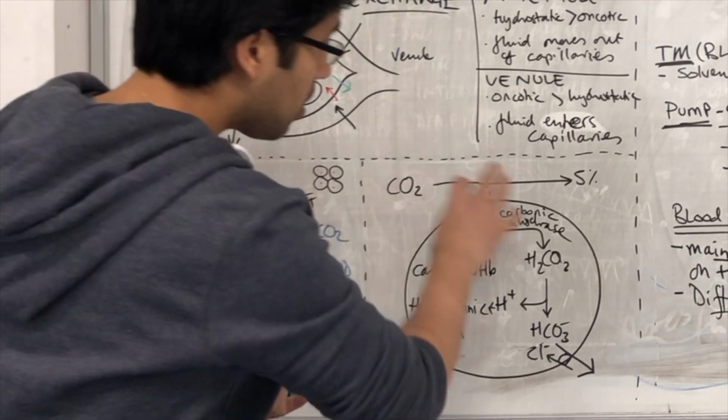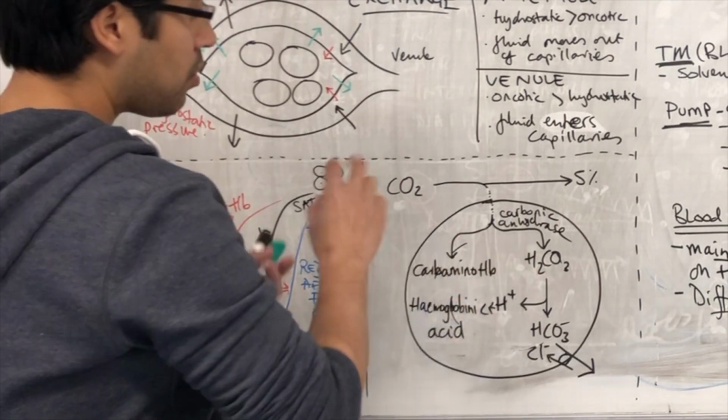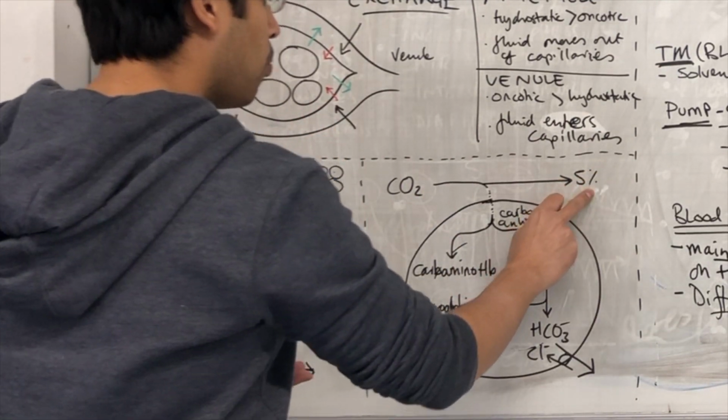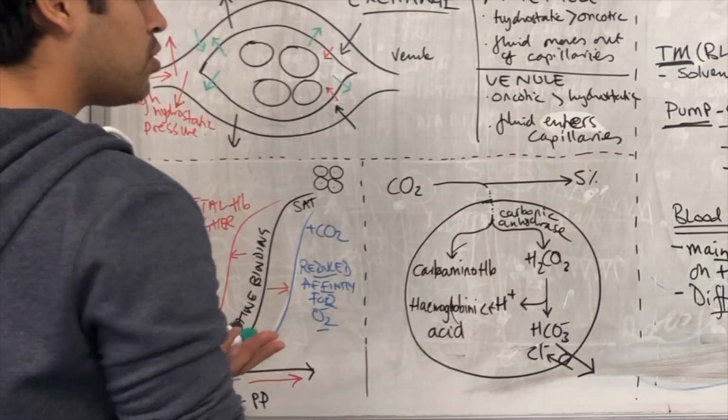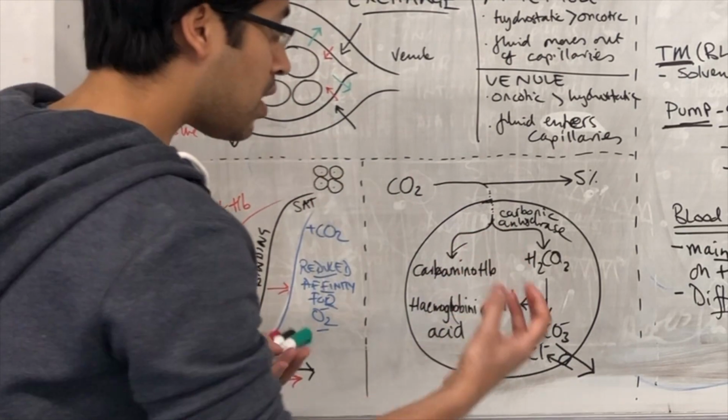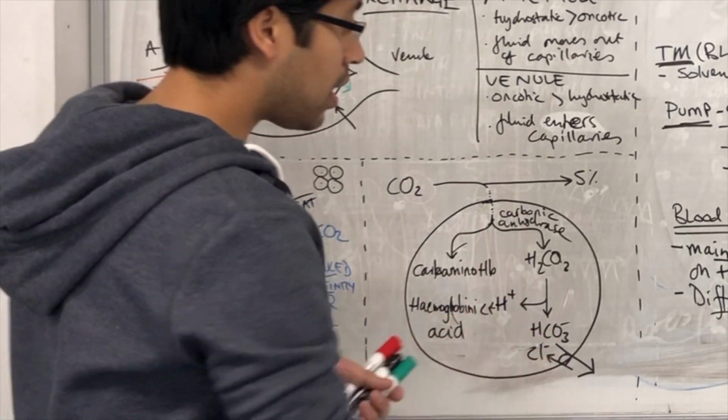So a lot of the CO2, just know the three forms that it's transported. One, dissolved in the plasma as CO2. Two, binding to hemoglobin directly. Three, as hydrogen carbonate ions.